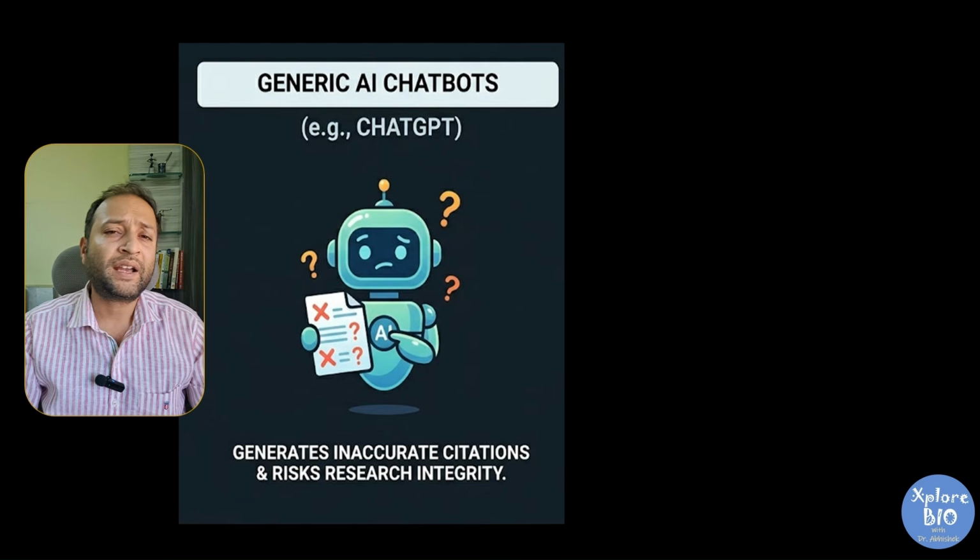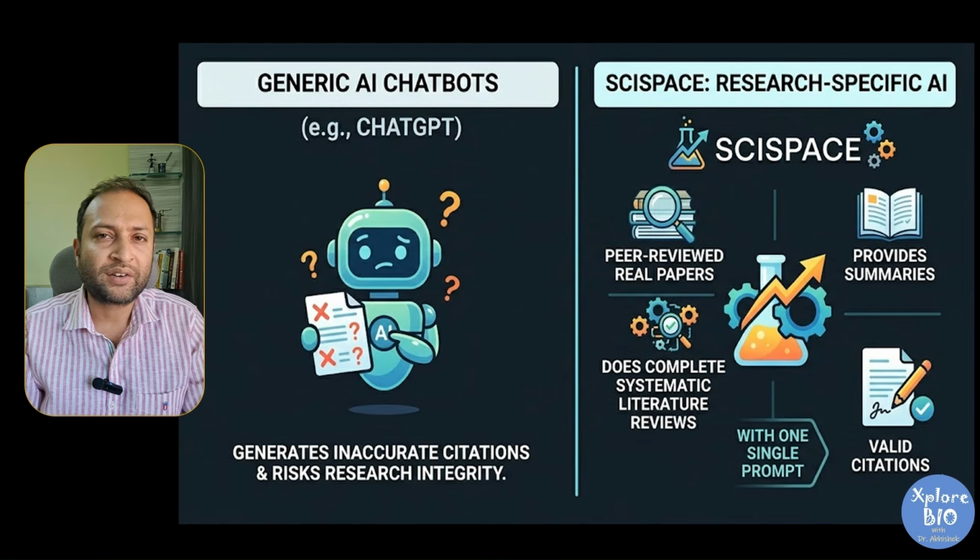Unlike ChatGPT or other AI tools that often generate fake citations, which puts your entire research work at risk, SciSpace is a dedicated research tool that finds papers, filters them, provides summaries, and even does a complete systematic literature review along with relevant citations with just a single prompt. What's important here is that it lets you review and control each and every step. Let's see this with a quick demo.